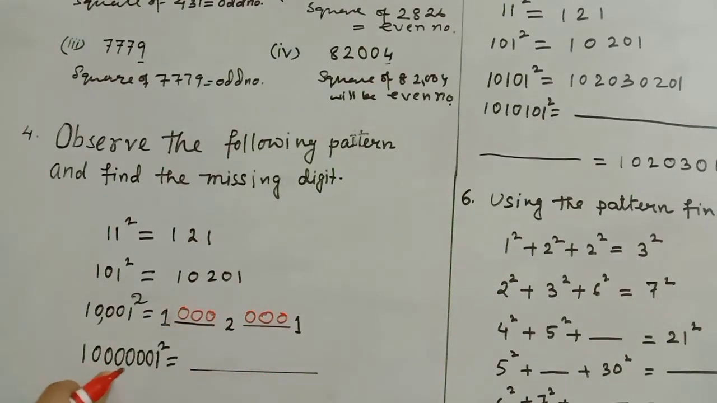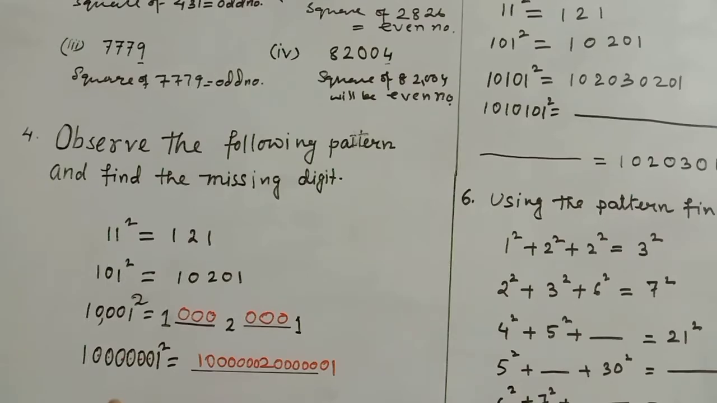Similarly, if you make the square of this number, then what result will you get? Yes, you will get 1, 2, 1, and in between how many zeros are there? 1, 2, 3, 4, 5, 6. So you will write 1, 2, 3, 4, 5 and 6 zeros. Understood? So in this way, I hope you all understood the pattern.